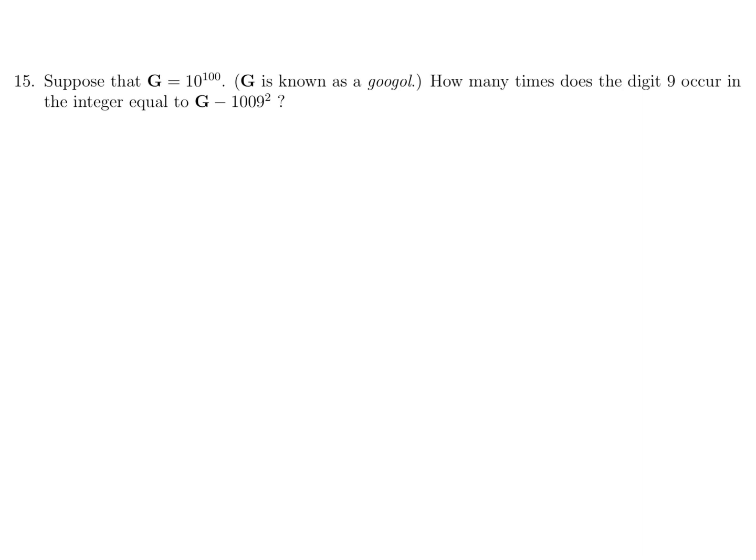Suppose that g, which is 10 to the power of 100, g is known as a googol. How many times does the digit 9 occur in the integer equal to g minus 1009 squared? g minus 1009 squared. Okay, well, g is 10 to the power of 100, and then we have 1009 squared is 1,018,081. Okay.